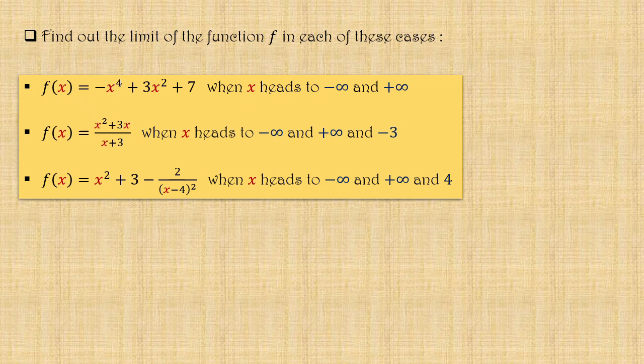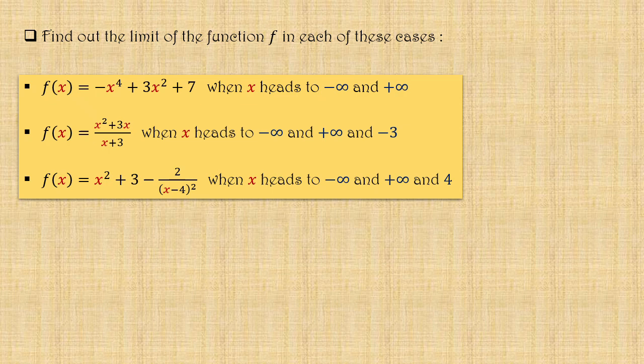We would like to find out the limits of the function f in each of these three cases. So the first case is when the function f equals the polynomial minus x to the power of 4 plus 3 times x squared plus 7, and we have to calculate its limits when x heads to negative and positive infinity.